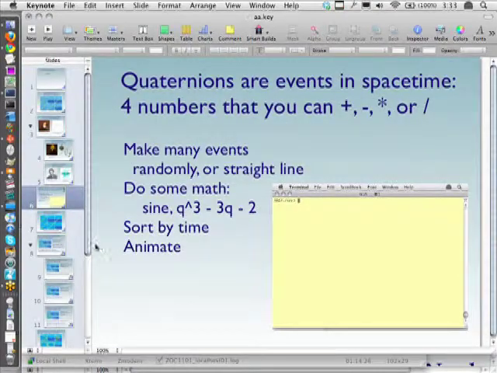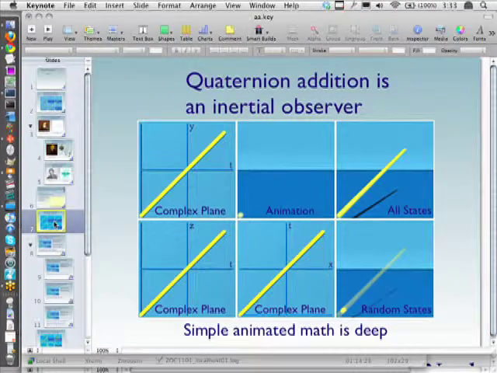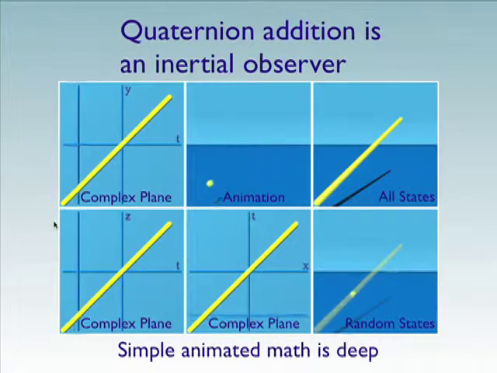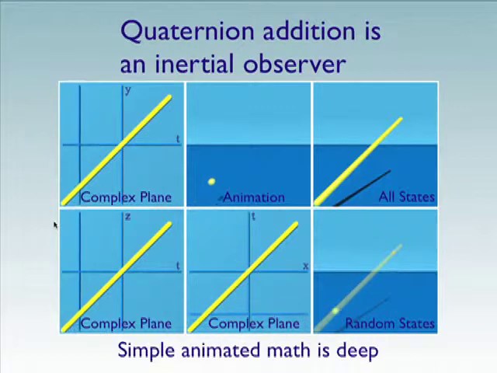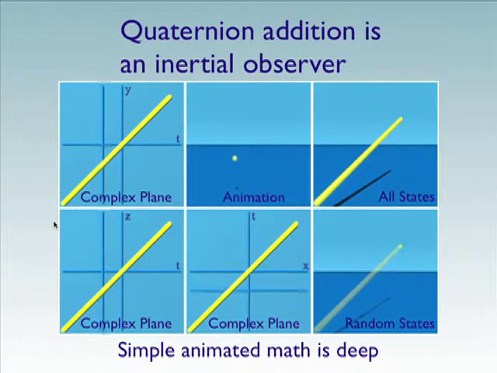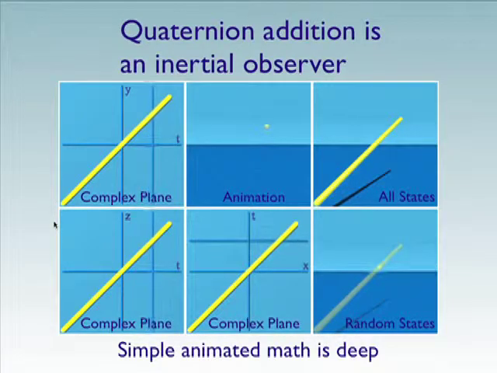All right, so this one we should know about. Quaternion addition is an inertial observer. So this is the simplest kind of operation you can do, and yet it's very unique because it's connected to relativity very directly.